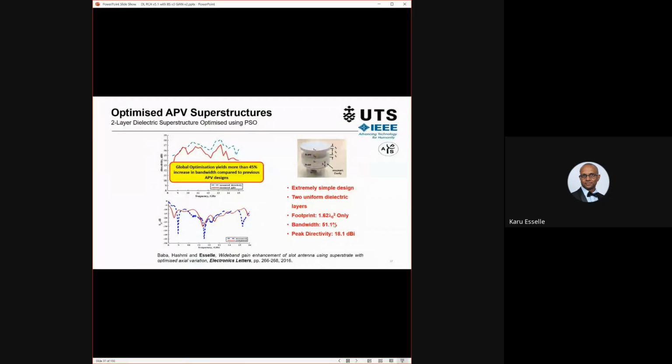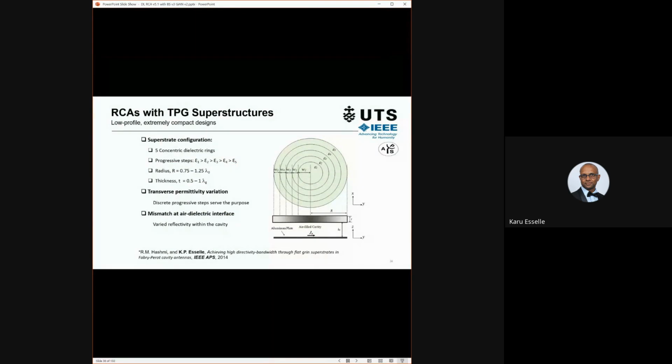These are quite small. You can see the area is 1.62 lambda naught squared. Bandwidth is still better than 50%. Percentage bandwidth, directivity 18 dBi. But this is the old type. Now go to the new type with transverse permittivity gradient.